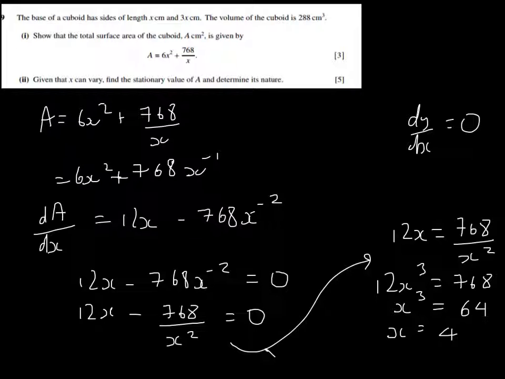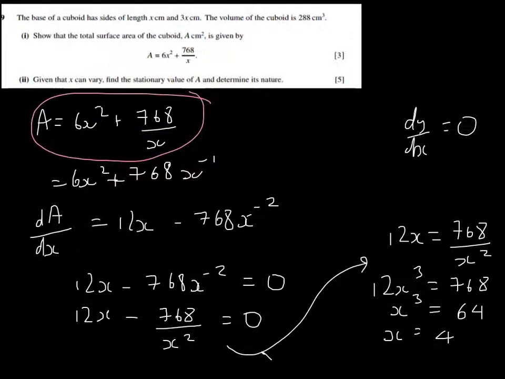Now before I go further and determine what the nature of that stationary value is, I need to make sure I actually work out what A is. So if we go back here to our original equation, and if I substitute in 4 for x, so A equals 6 times 4 squared plus 768 all over 4, I'm going to get an area there of 288.